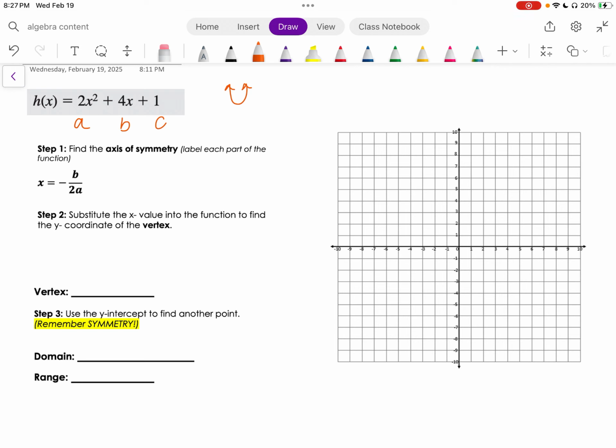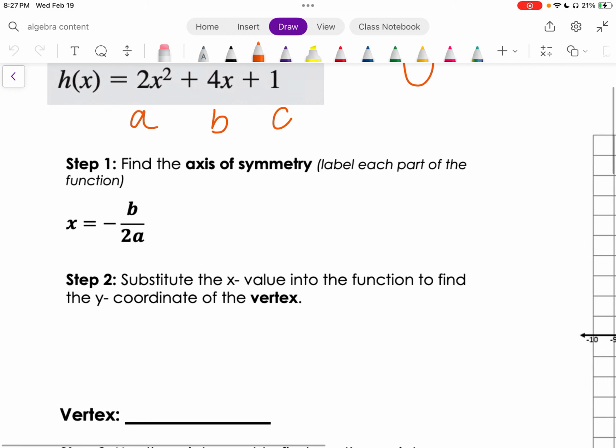So step 1 is going to be to find the axis of symmetry. As you can see in parentheses, I put label each part of your function. That just means to know your a, your b, and your c. This is going to make it easier for you to substitute and find your x. The x that we are finding is the axis of symmetry, which is also the x for our vertex. So I'm going to start by zooming in.